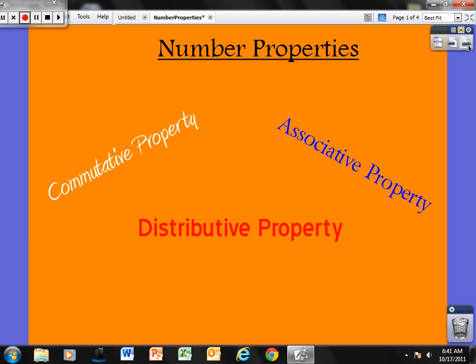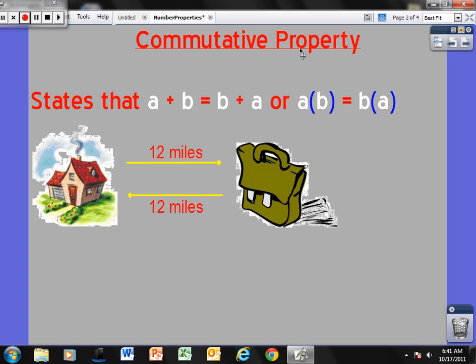So if I take a look at each of these properties a little bit more in depth, the first one I'm going to talk about today is the commutative property. Simply said, it states that A plus B equals B plus A. A and B are different values. And then if I go over here, it also works for multiplication. A times B is the same as B times A, again with A and B being different values.